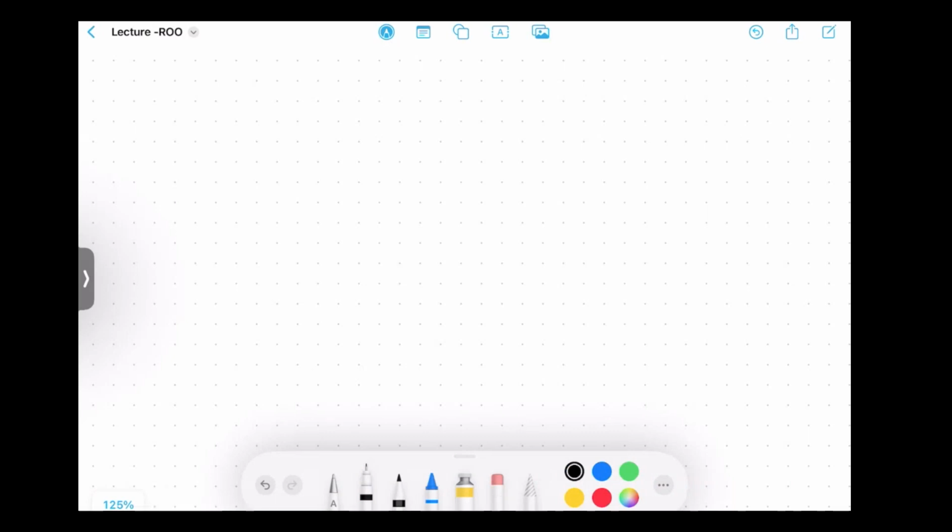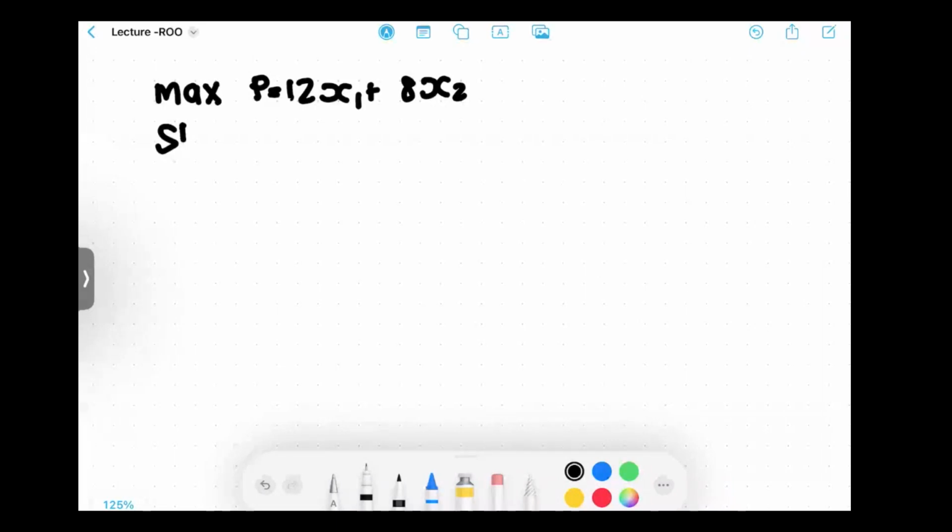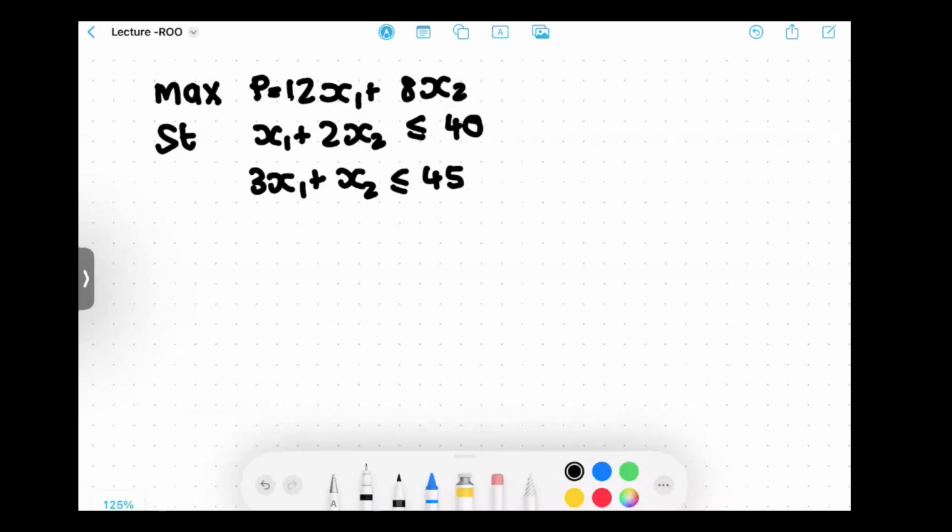Okay, so let's do another example. I'm going to use max profit: 12x1 plus 8x2, subject to x1 plus 2x2 less than or equal to 40, 3x1 plus x2 less than or equal to 45, and then x1 and x2 greater than or equal to 0.